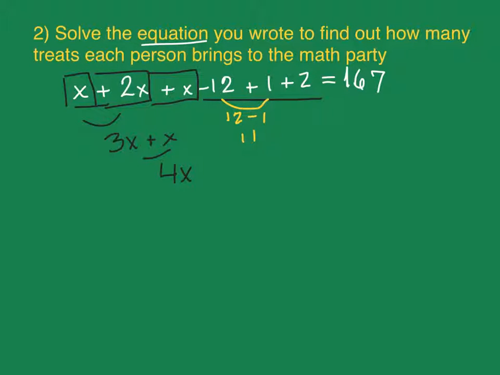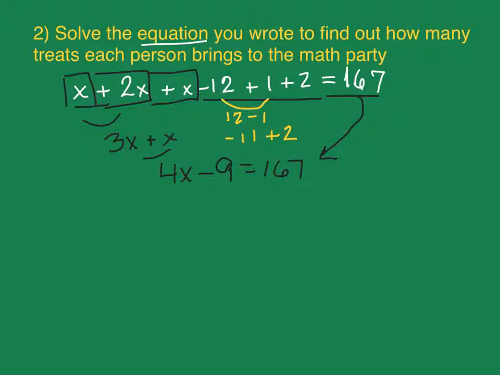The larger absolute value is 12, so that makes it negative 11 plus 2 more. Negative 11 plus 2. Signs are different. Find the difference again. So that's going to be 11 minus 2, which is 9. And again, it's going to be negative because negative 11 has a larger absolute value than positive 2. I'm going to bring down the rest of the problem. I've now got 4x minus 9 equals 167.